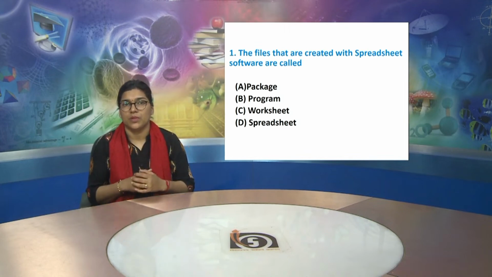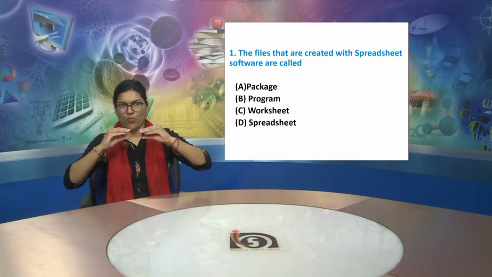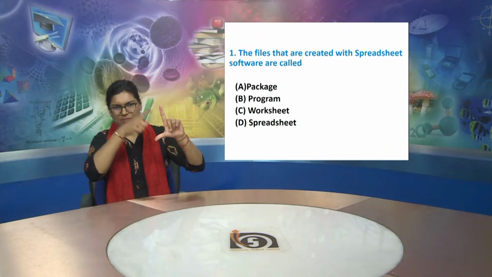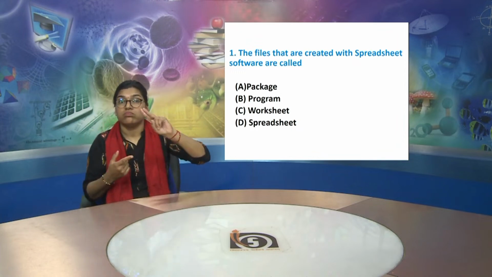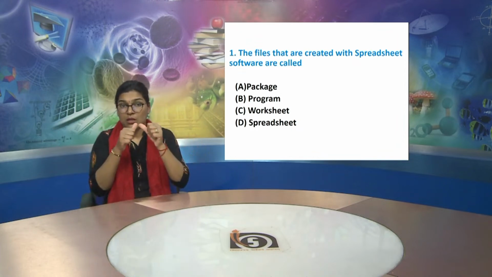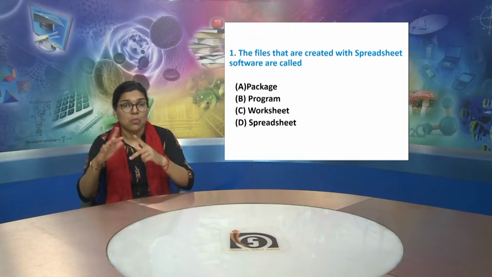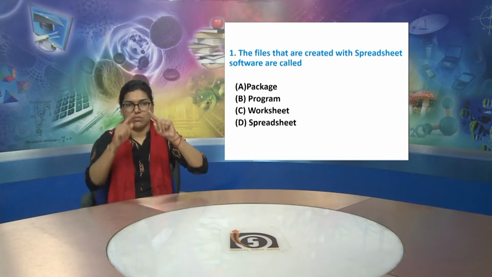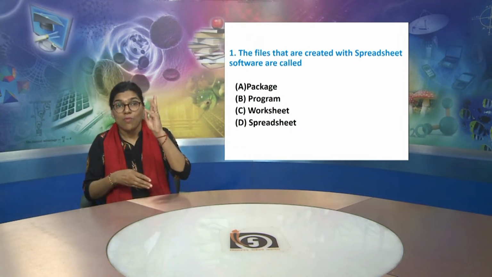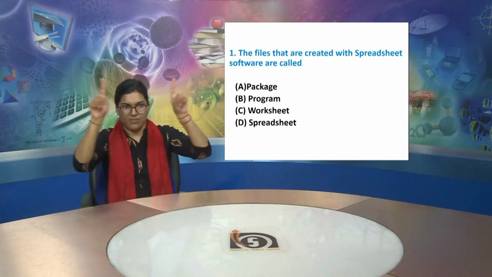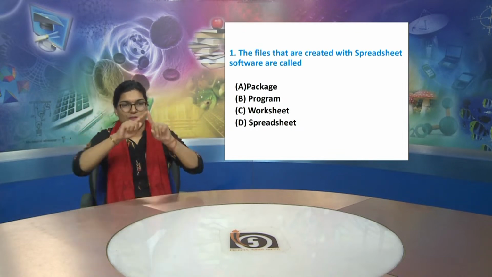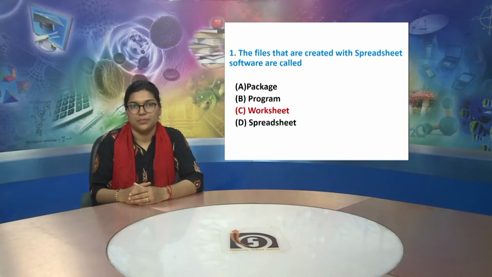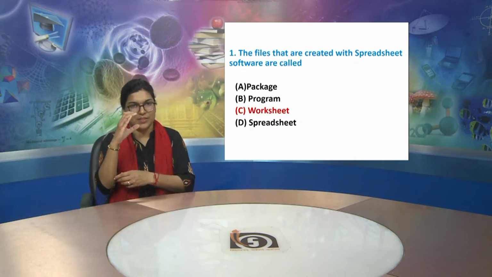Question 1. The files that are created with spreadsheet software are called. You can see the 4 options A, B, C and D. A is package, B is program, C is worksheet and D is spreadsheet. So this is the correct answer, C.